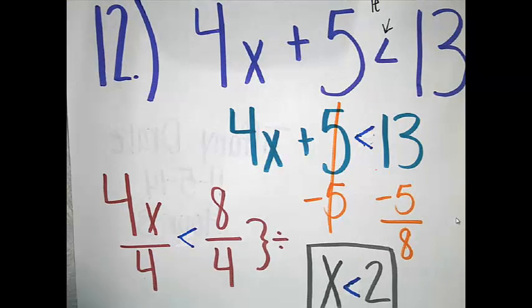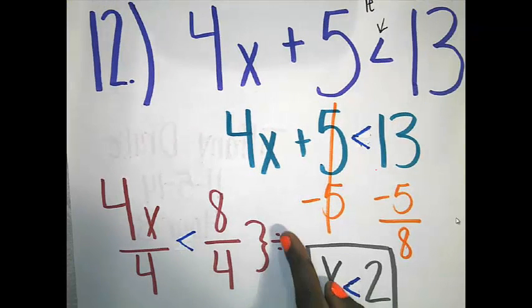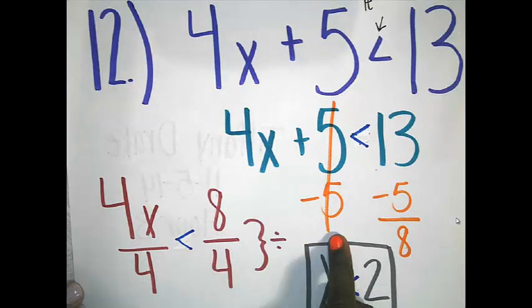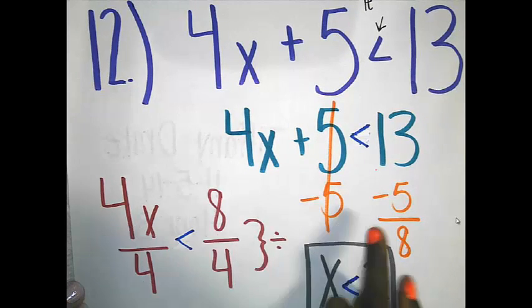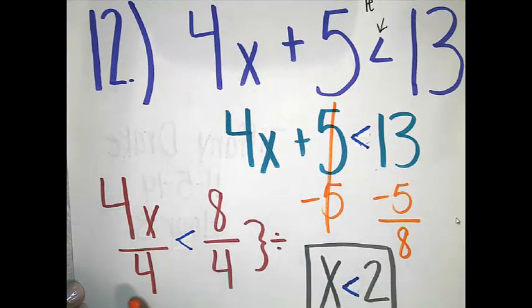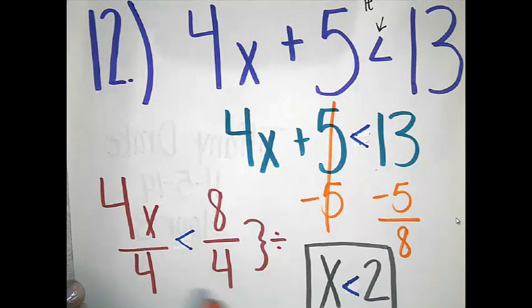I did problem 4x plus 5 less than 13. You would subtract 5 on both sides. So 5 minus 5 equals 0. Cancel that out. So then you do 13 minus 5 equals 8. So you're going to do 4 divided by 4 less than 8 divided by 4. And you get x less than 2.